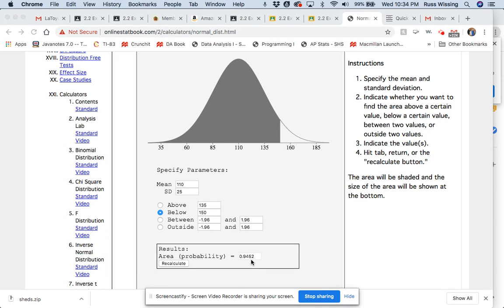On letter B, it said what percent of people aged 20 to 34 have IQs between 125 and 150? So I can just hit the between and put in the 125 to 150 and hit recalculate. And notice it's showing you the area up here. So that's about 21% of the area under the curve.